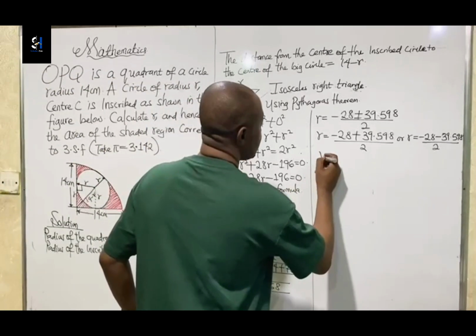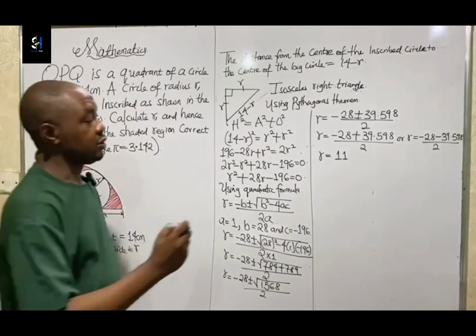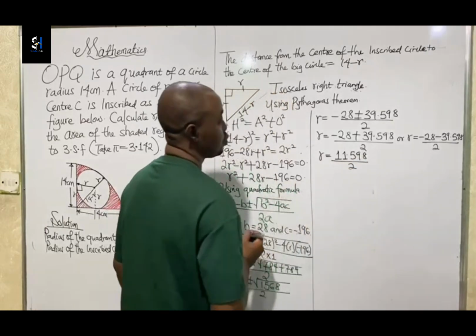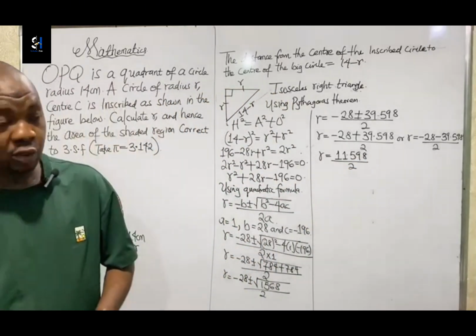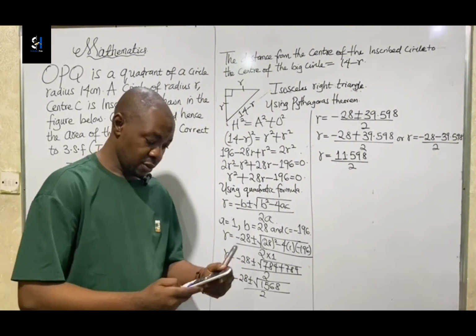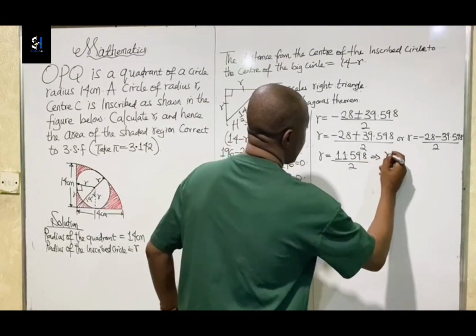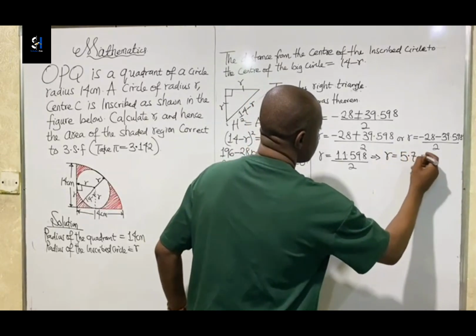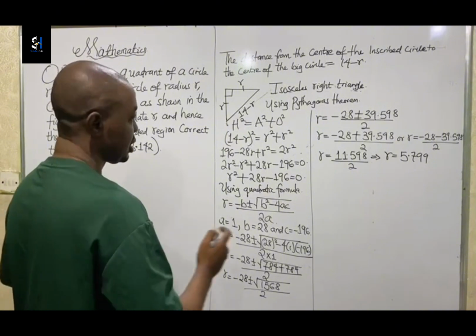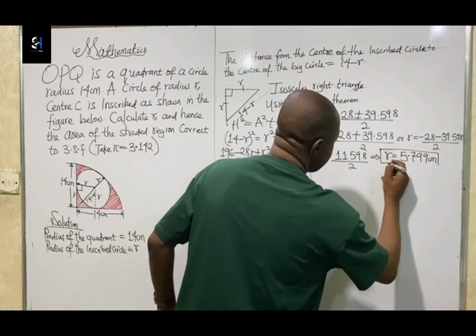That will be 11.598. Then we divide that by 2. When we divide this value by 2, that will be 5.799. So we have r to be 5.799, and the unit will be centimeters. So this is the value of r.